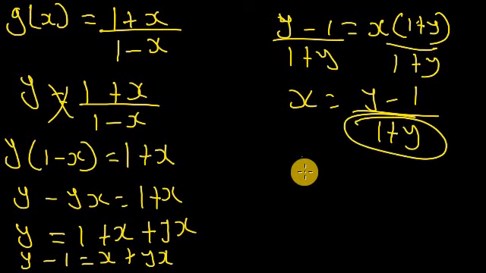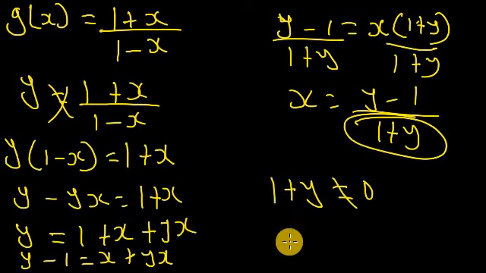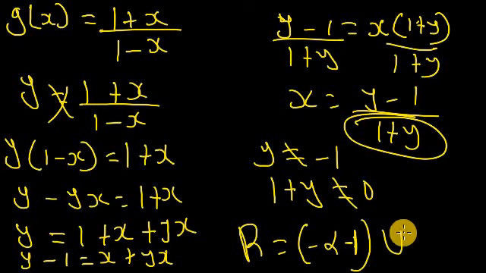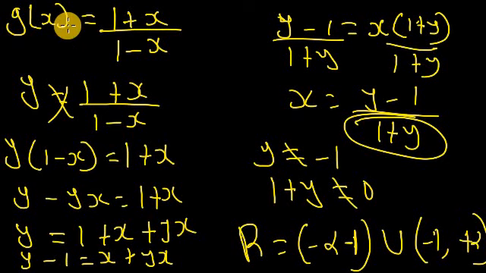Then I will set the denominator not to be equal to 0. 1 plus y must not be equal to 0. So the values that I'm going to have in that case will be the range of the function. So the range of the function will move from negative infinity all the way to negative 1, not including it because y must not be equal to negative 1, union negative 1 all the way to positive infinity, and this will be the range of the function. Now you know how to find the range of any kind of function.